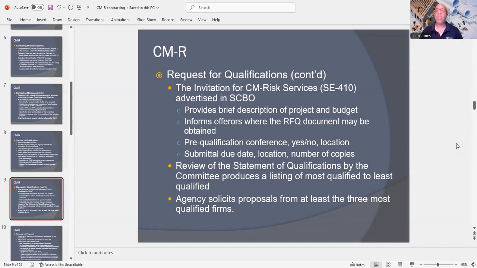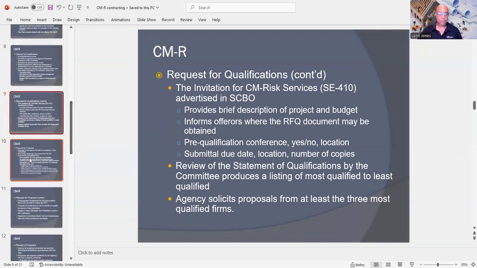The SOQ is the statement of qualifications by the committee, and that produces a listing of most qualified to least qualified. And then the agency is going to solicit proposals from at least the 3 most qualified firms.